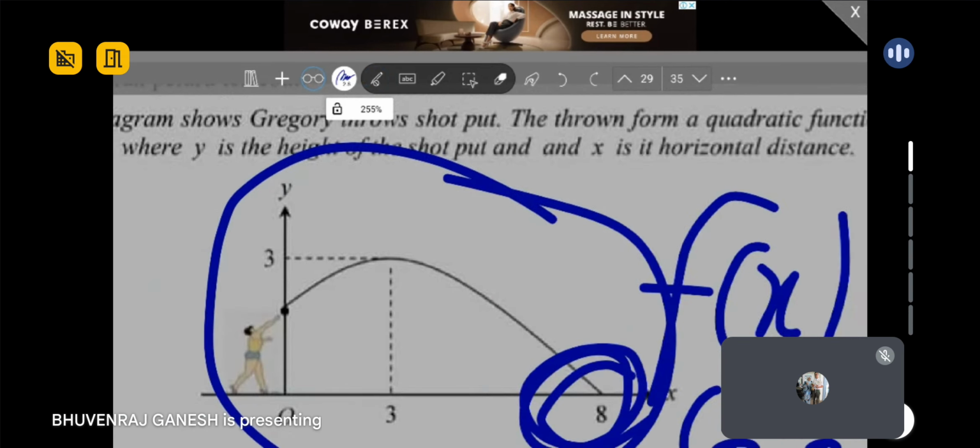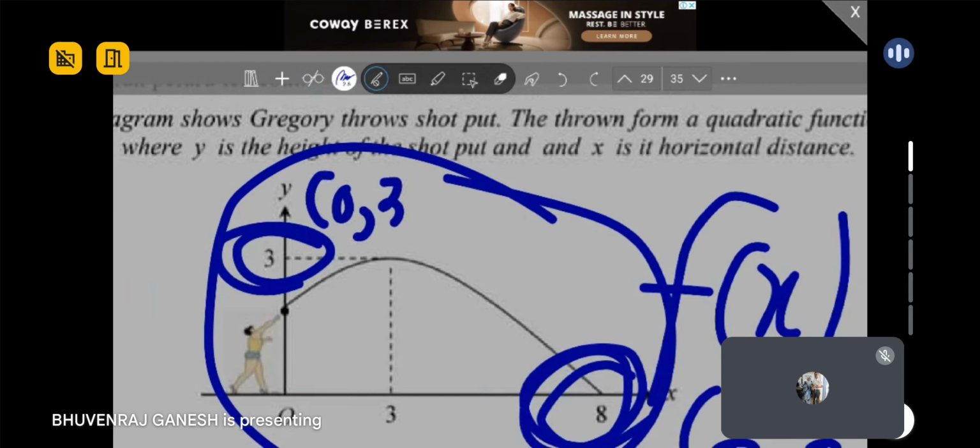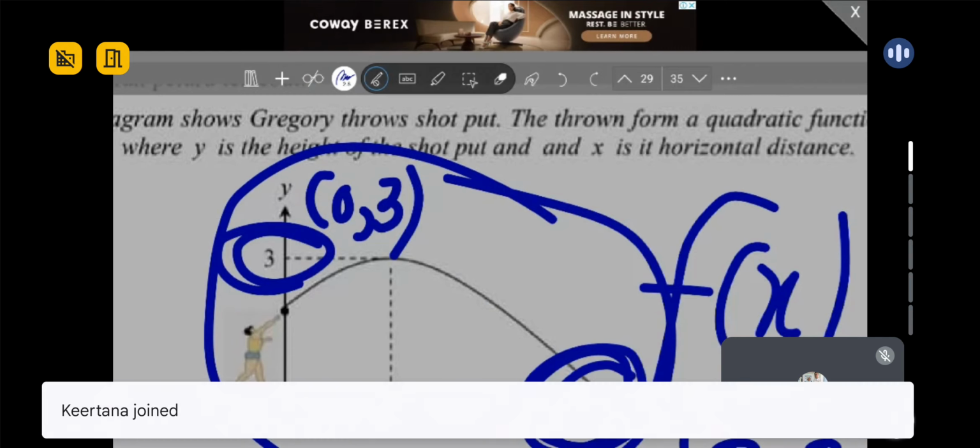Tengok kat sini. Adakah kamu ada graf kat sini? Tak ada kan? Kamu tak ada graf kat 03. That's why 03 tak boleh. Kamu kena ingat, titik yang kamu gantikan tu, dia kena ada di atas graf. Okay, whatever point you sub inside the graph, that point must be on the graph.